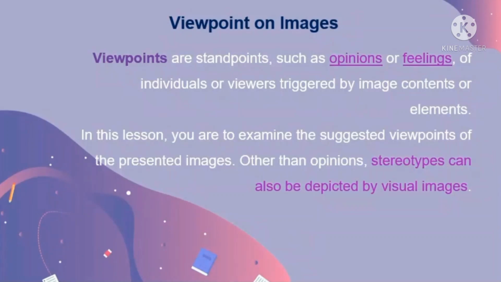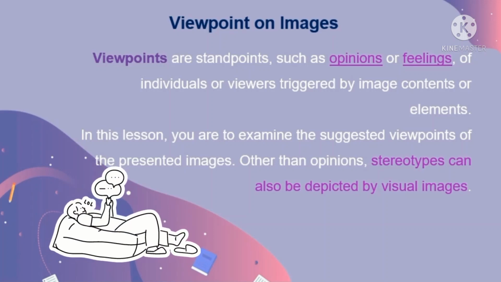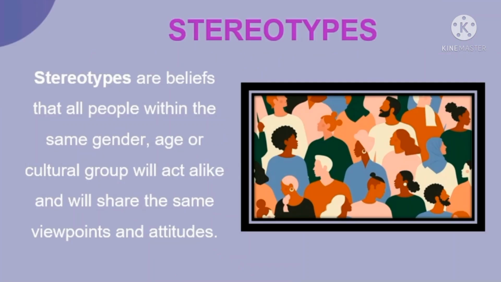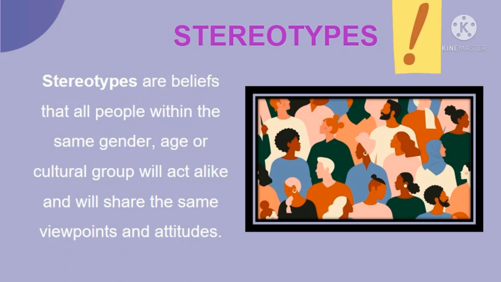Other than opinions, stereotypes can also be depicted by visual images. Stereotypes means, again, the common perception, the common opinions that we can give in an image. Another definition of stereotypes is that stereotypes are beliefs that all people within the same gender, age, or cultural group will act alike and will share the same viewpoints and attitudes. Take note, kids, that stereotyping is bad and we should not allow or tolerate this kind of action.